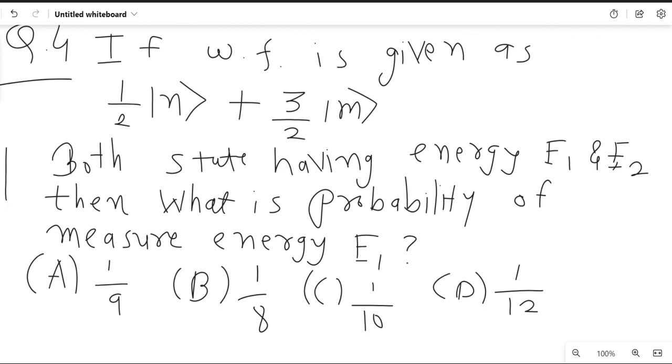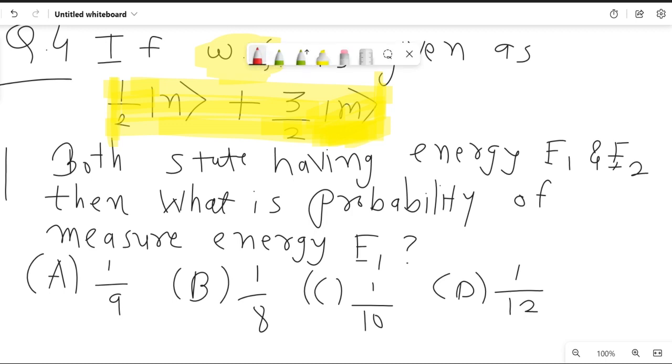Now the next question, question number 4. This type of question I already solved in a previous video, so you can watch that video. In question 4 you are given a wave function, I write it in short form WF, as 1 by root 2 of the n state plus root 3 by 2 of the m state. This is bra-ket notation, you can understand. Both states have energy E1 and E2: the n state has energy E1 and the m state has energy E2, respectively.